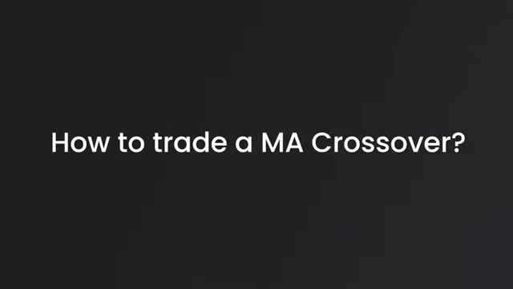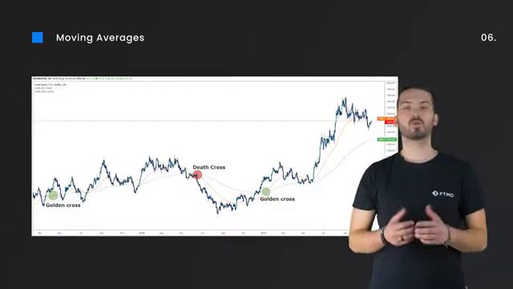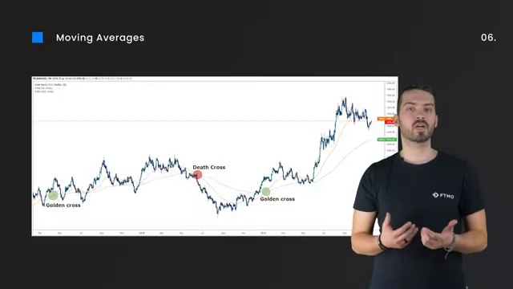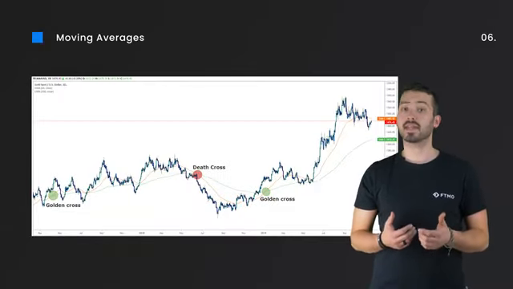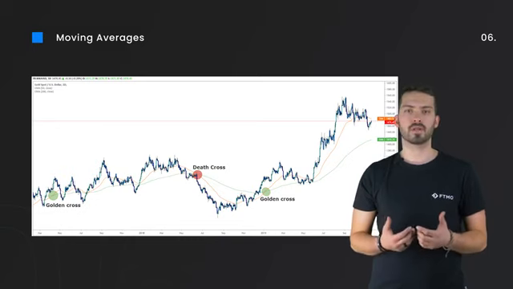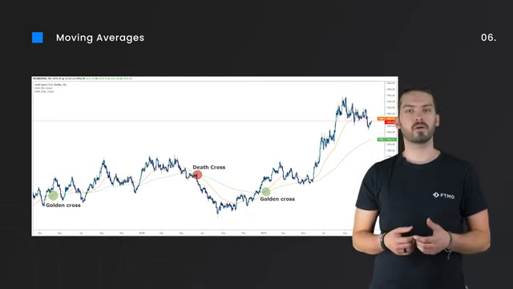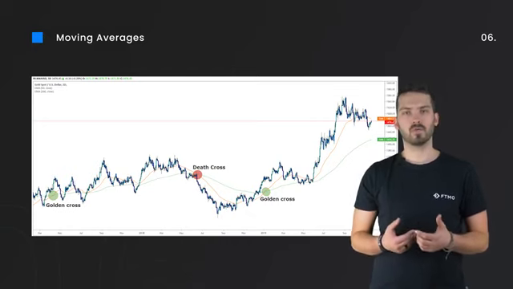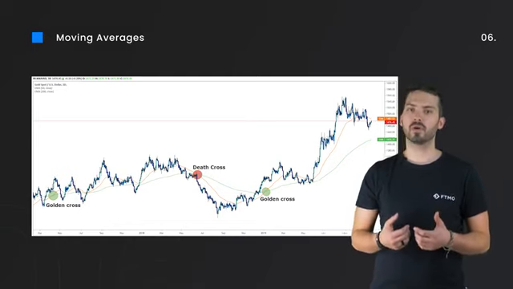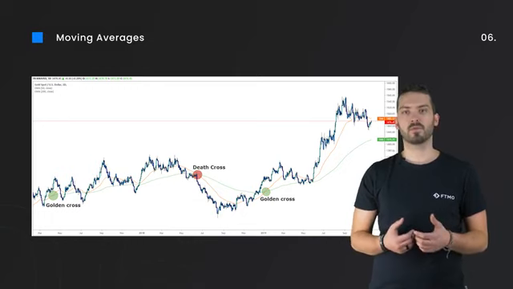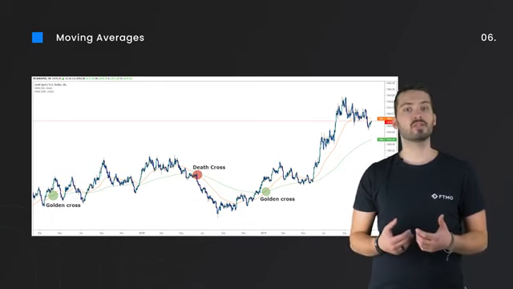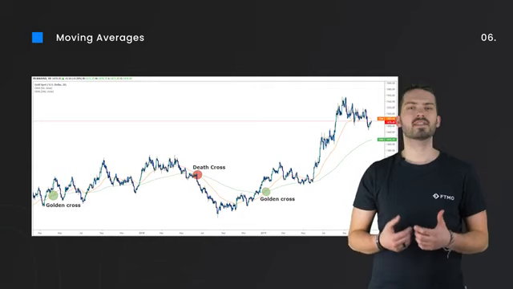How to trade a moving average crossover? To be quite honest, trading a moving average crossover is as easy as it gets. One of the most popular crosses is the 50 and 200 moving average crossover, called the golden cross or the death cross. Golden cross happens when the 50 moving average crosses the 200 moving average and moves above it. Death cross happens when the 50 moving average crosses the 200 moving average and moves below it.